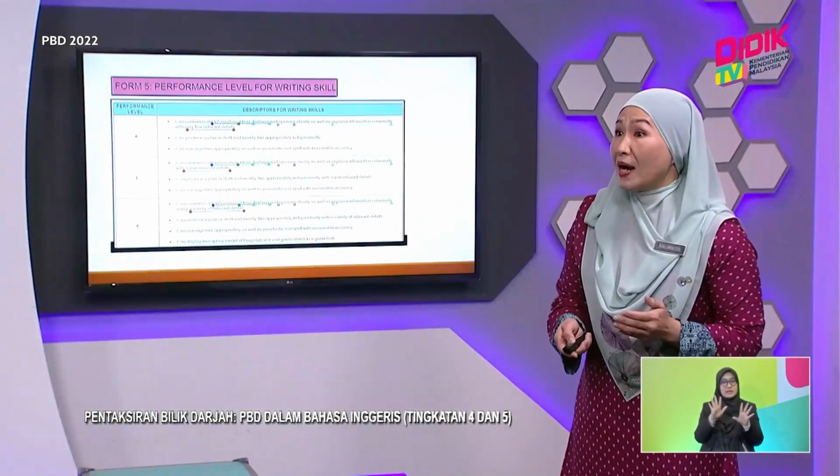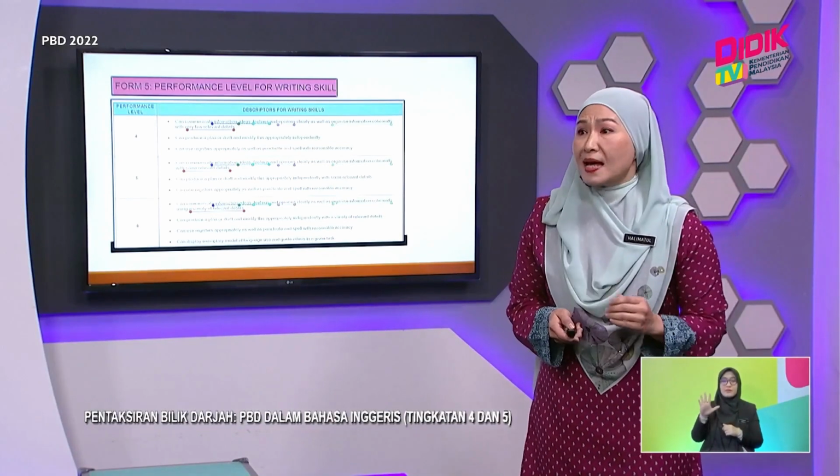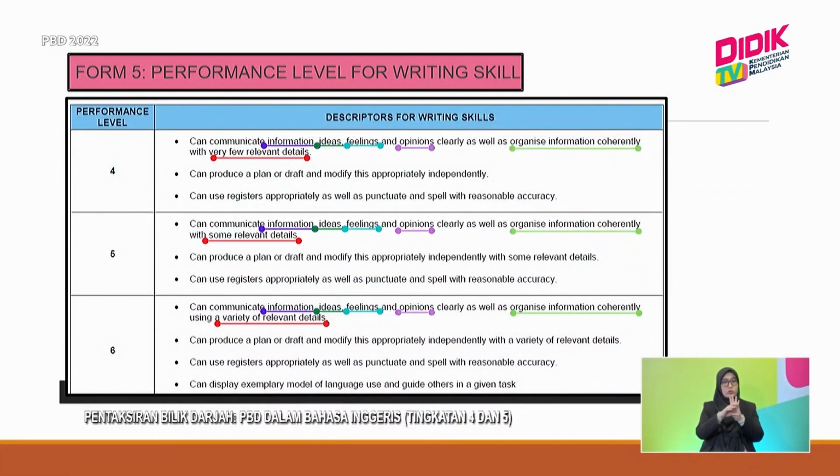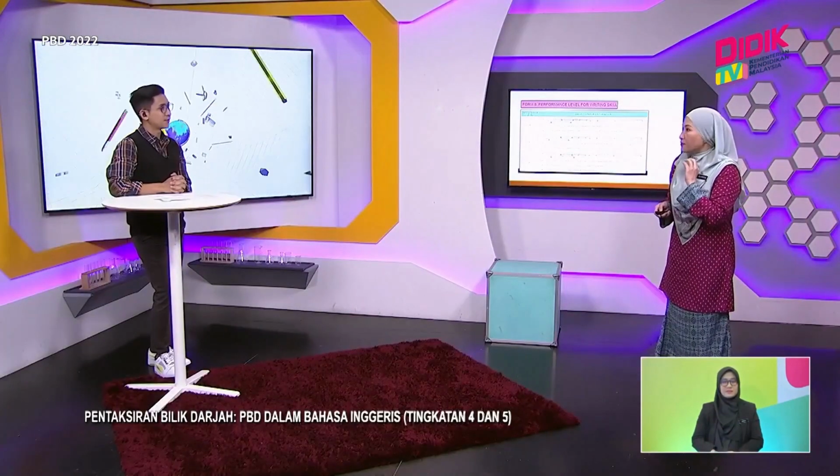Okay. And as you go further up, 4, 5, and 6, let's take the TP6 example. Yeah. Communicate information, ideas, feelings, and opinions. So in order to award a child 6, they have to fulfill all of this. Information, ideas, feelings, opinions, as well as organize all of this coherently. That's the key word there. Okay. Using a variety of relevant details. That means the pupil not only will be able to process the information that they have to write, but they also need to include a variety of relevant details.